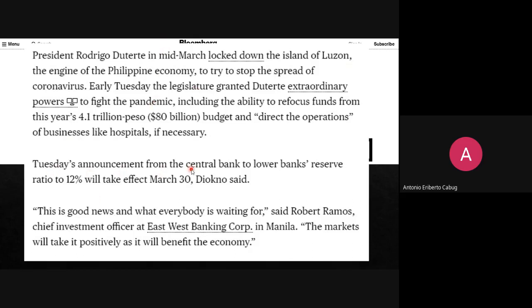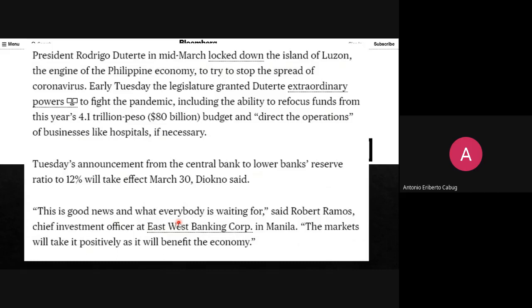Tuesday's announcement from the central bank to lower the bank's reserve ratio to 12%, kasi at that time 14 na, will take effect on March 30, Diokno said. This is good news and what everybody is waiting for, said Robert Ramos, Chief Investment Officer at East West Banking Corp in Manila. So, sino ang nagsalita? Yung Chief Investment Officer, East West Banking Corp. Anong sabi niya? This is good news and what everybody is waiting for. By everybody, meaning every bank, no?